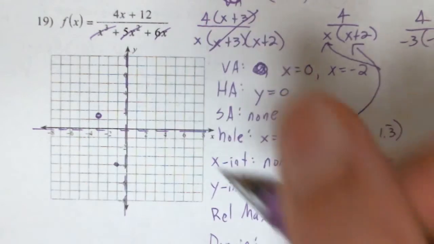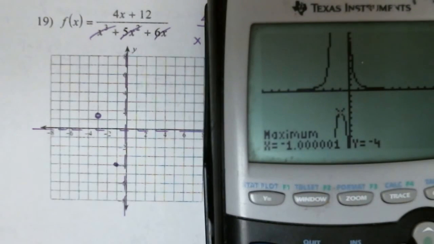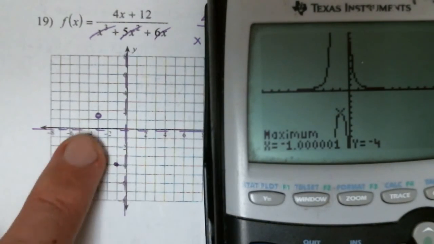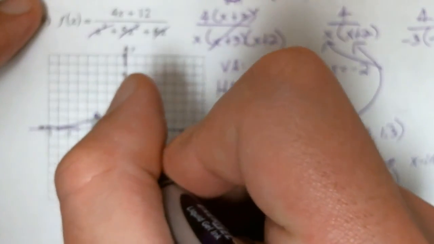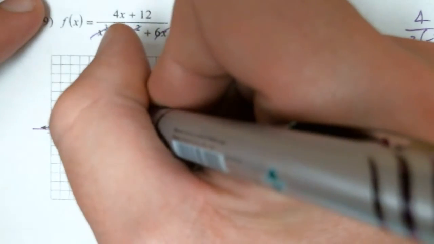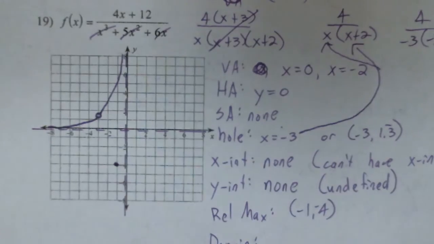Relative max. All right, let's look at our graph and get an idea of what's going on. So I'm going to draw my graph. I'm going to get to the hole. All right, stop. Jump over the pitfall from Atari, 1948. I don't know. Who knows when Atari was made.